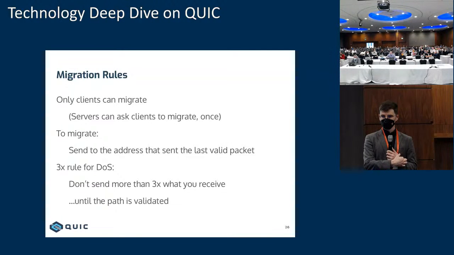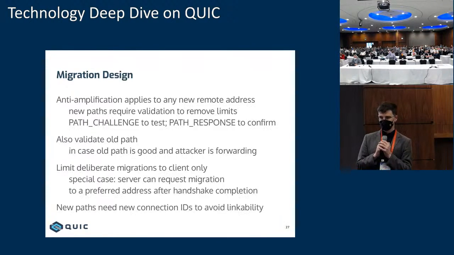Migration is very simple at some levels. You simply detect that an address has changed on the other end and you start sending data to that address, but you only follow the 3 times rule until you've managed to validate that. And the validation process was on the previous slide. Next, please.